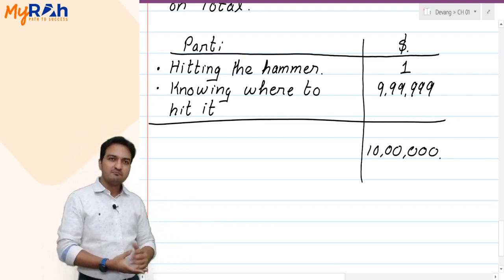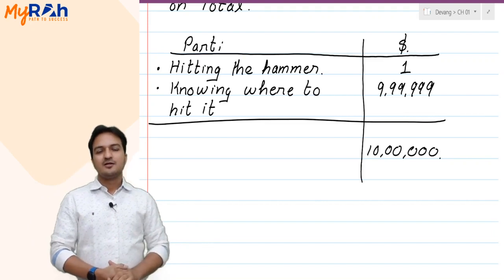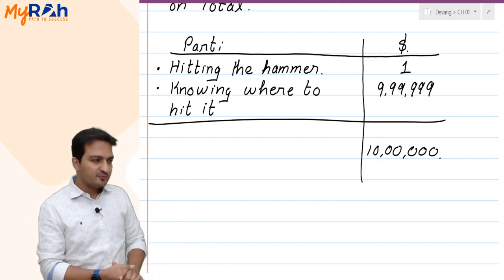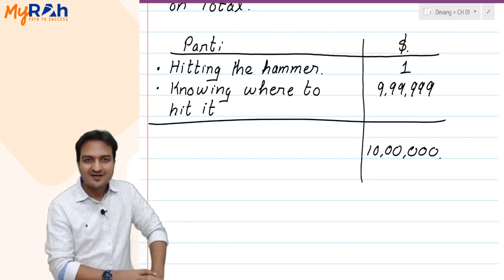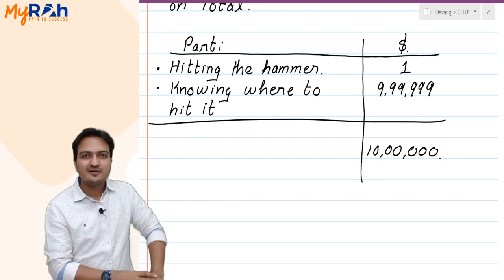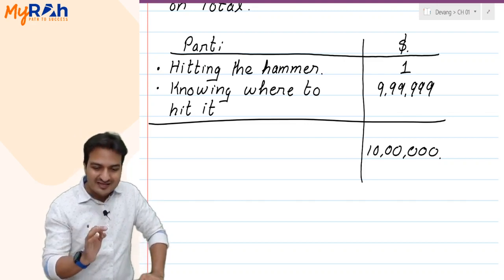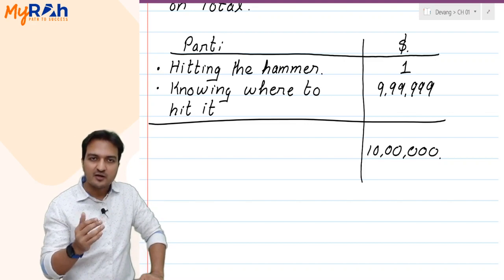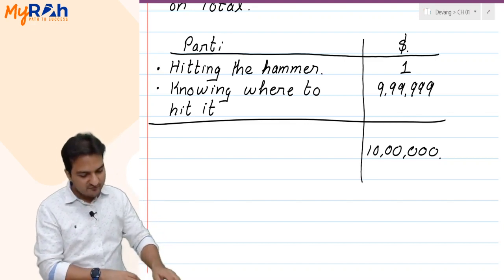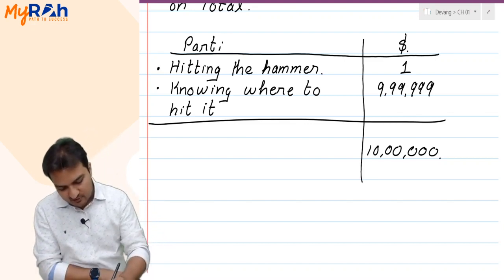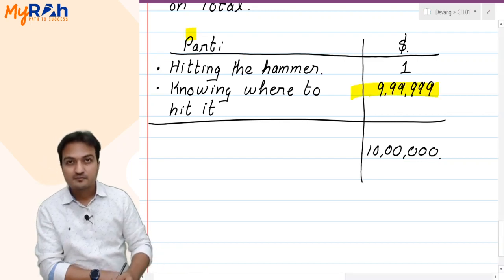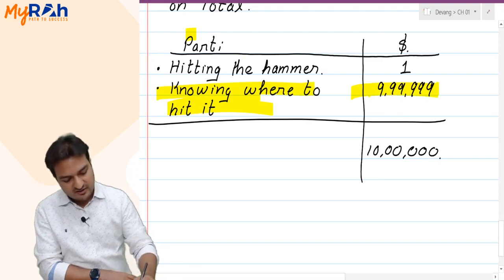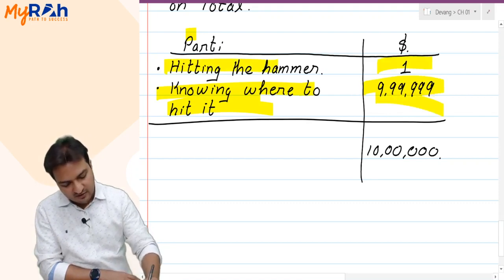Well, moral of the story. Think about it. What should be the moral of this? Well, no, it's not that you should know where to hit the hammer. The moral of the story is that smart work is always more valuable than hard work. Smart work, yes, will always be more valuable. You see that here, smart work, knowing where to hit, is always more valuable than the hard work.